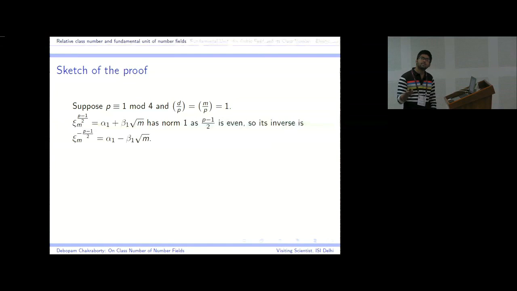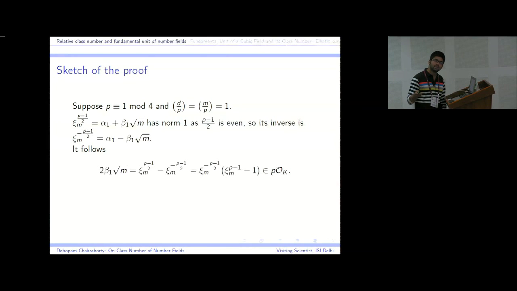So what we see is that we already assumed that the fundamental unit xi M has norm 1. Now if you have P equivalent to 1 mod 4, then you see that P minus 1 by 2 is even. So if you took a power of that fundamental unit as this, it will have norm 1 because this exponent is even. So its inverse will look like this.